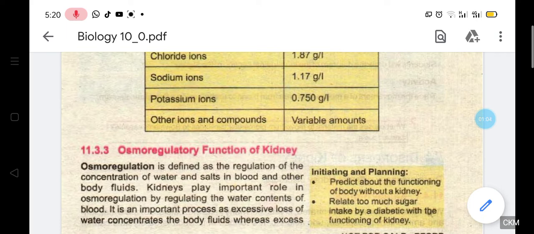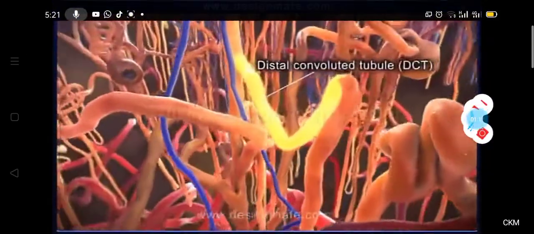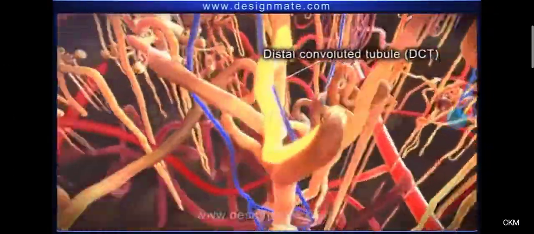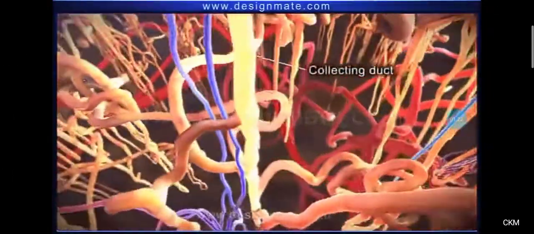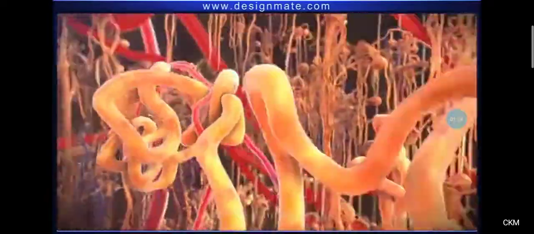Before going on, I want to give you the definition of osmoregulation. The definition is that it is the regulation of the concentration of water and salt in the blood and other body fluid. Before going on, I just want you to repeat the structure of the nephron.